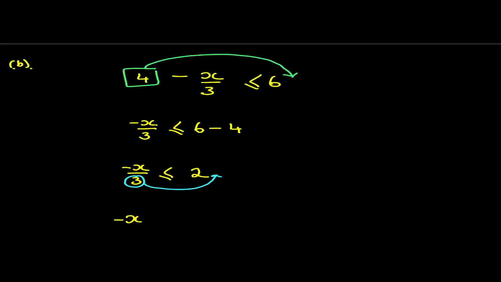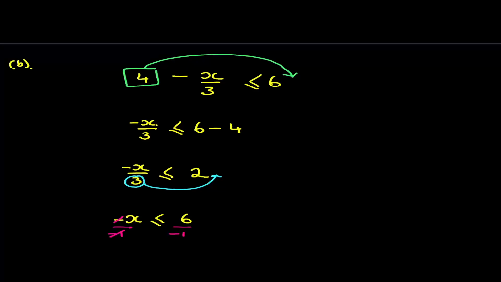The left-hand side is less than or equal to 2 times 3, which is 6. And I don't want to know what negative x is, I want to know what x is, so you're going to divide both sides by neg 1.